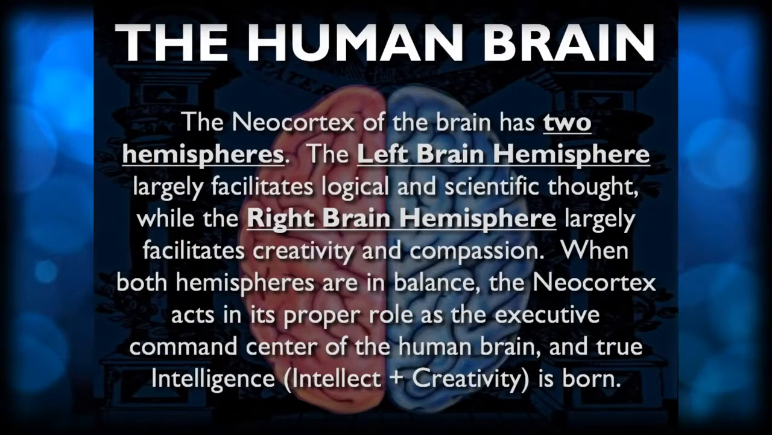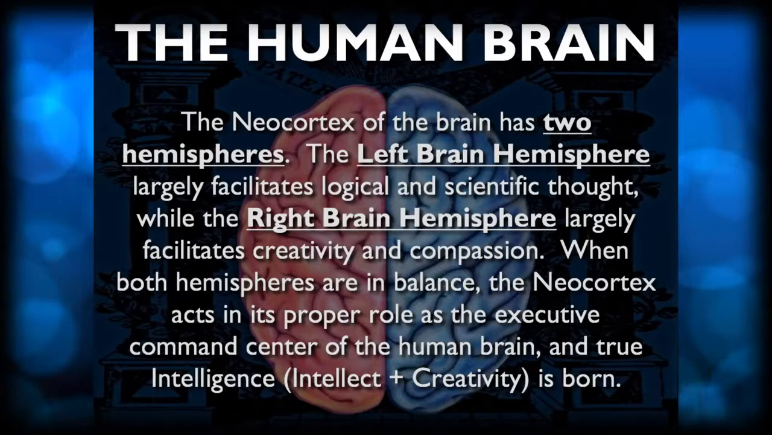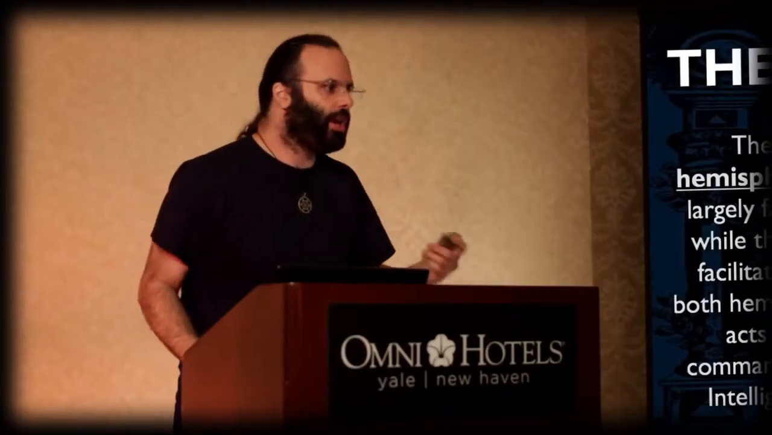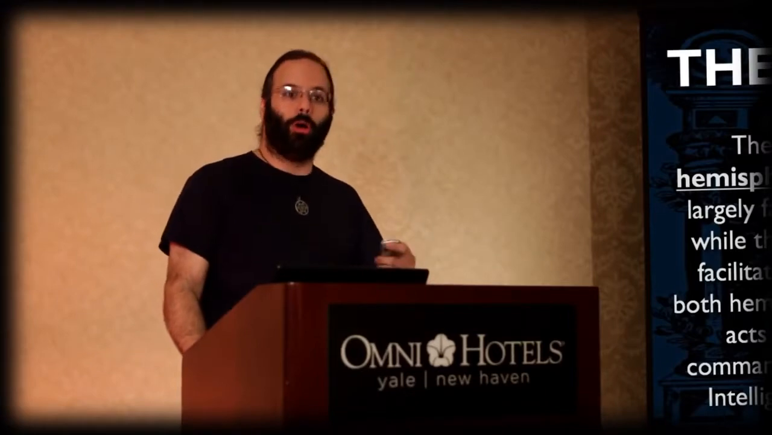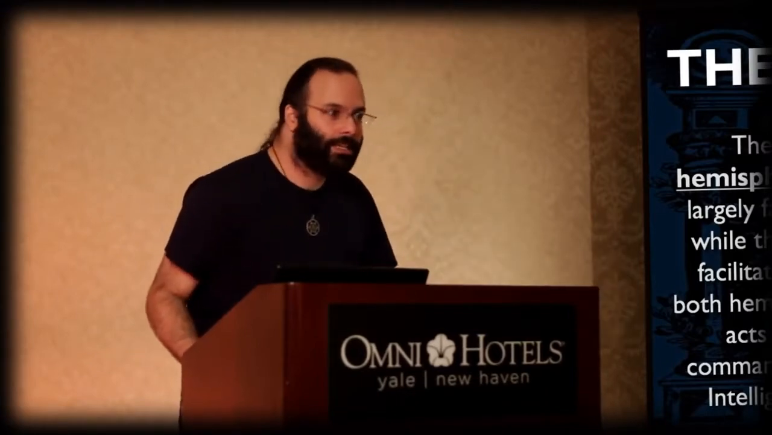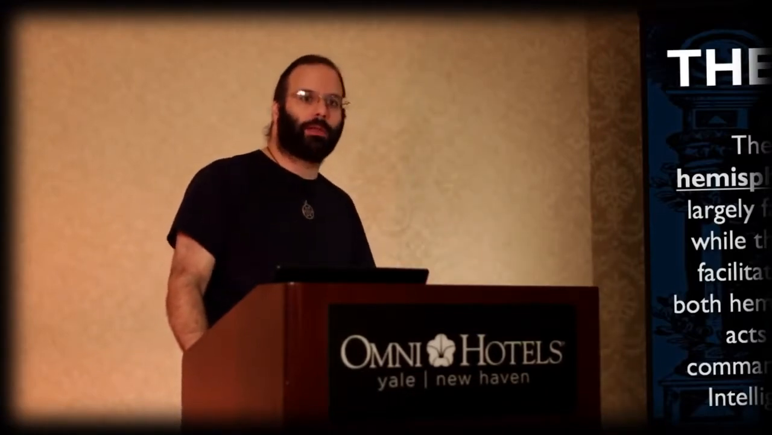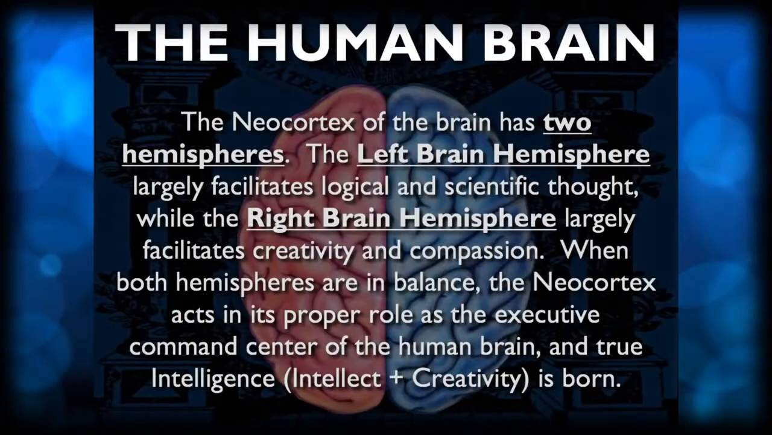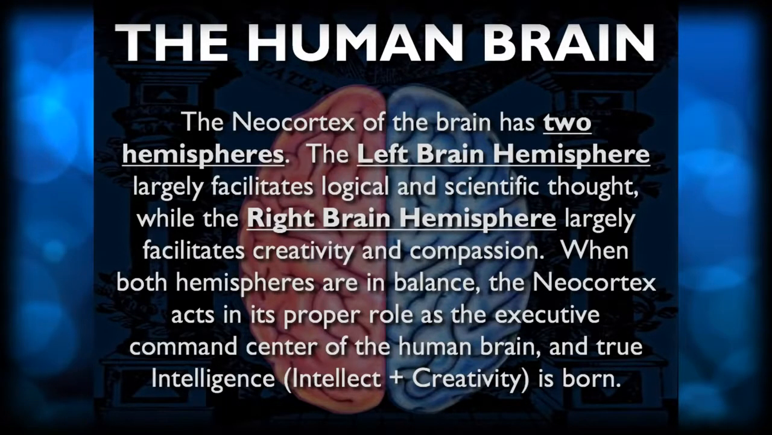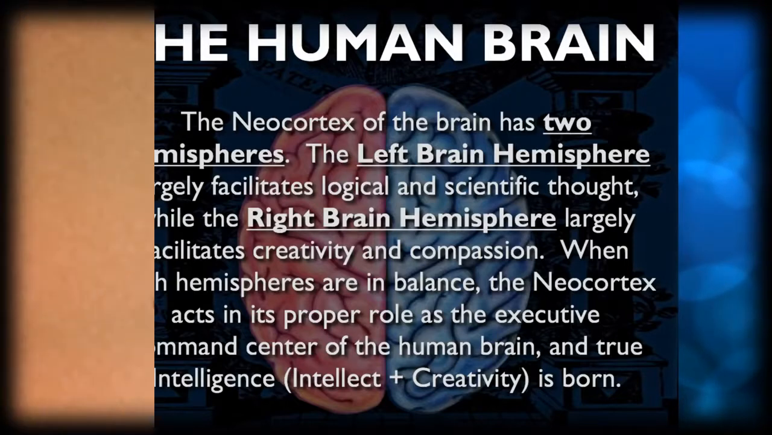Intelligence, right? Intelli is where intellect comes from, okay? And gence, G-E-N-C-E, comes from the Latin verb genere. Genere means to generate or to create. So it's the creative aspect of the personality or the right brain. So intellect plus creativity, logical thinking plus nurturing and compassion, that's real intelligence, holistic intelligence.